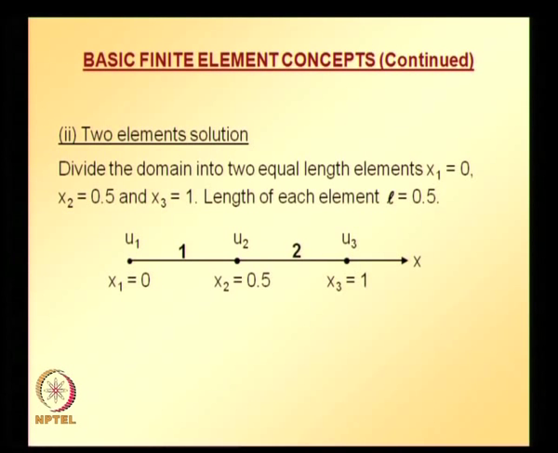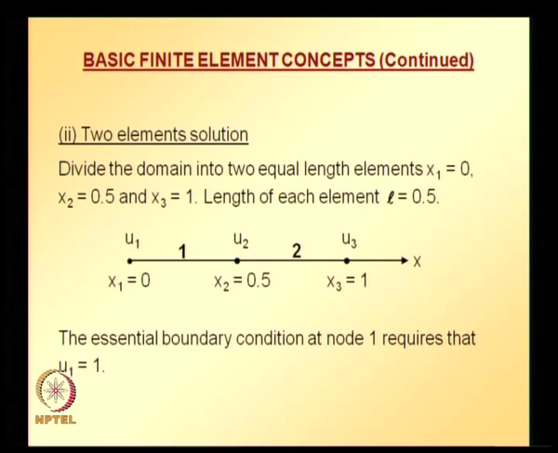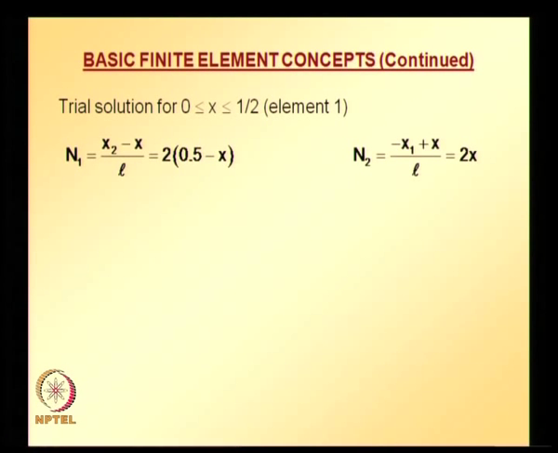Since the nodal values of the spatial coordinate and the length of each element are known, you can easily write the approximate trial solution for each of these elements. Also noting that the essential boundary condition is prescribed at node 1, which is u evaluated at x is equal to 0 is 1, it turns out that u 1 is equal to 1. So, the trial solution for element 1: here you have two elements, so for each element you have local node 1 and node 2, and the global node number is different from the local node number. For element 1, local nodes 1 and 2 coincide with global nodes 1 and 2.